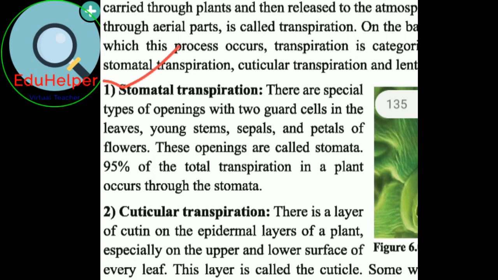There are special types of openings with two guard cells in the leaves, young stems, sepals and the petals of flowers. These openings are called stomata. 95% of the total transpiration in a plant occurs through the stomata.